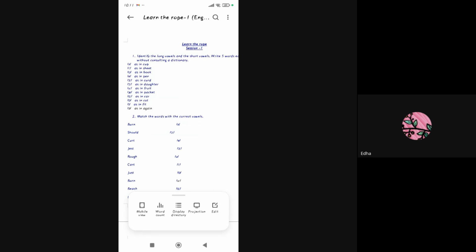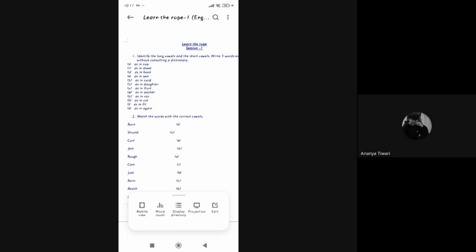And the third one is book. Book. Short vowel. Correct. So book has a short vowel. How about pen? Pen. Short vowel. Yes, ma'am. Right. So short vowel in pen.